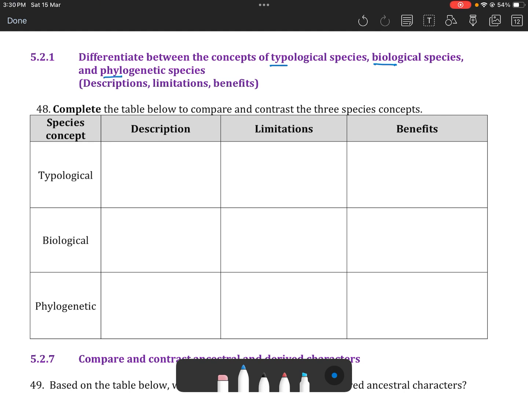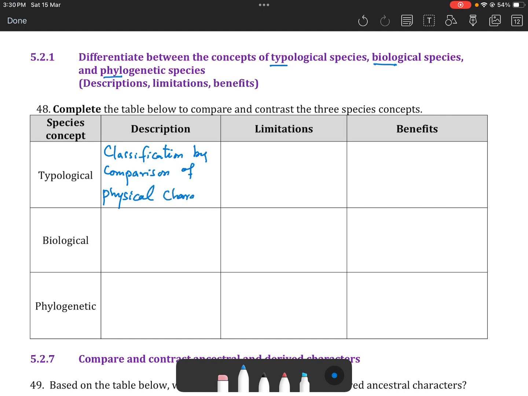So description, typological is basically characterized by physical characters. Okay, so we will say it's the classification of species by comparison of physical characters.